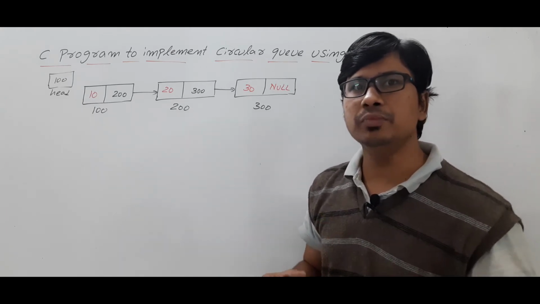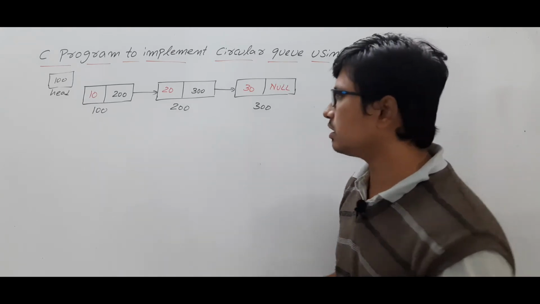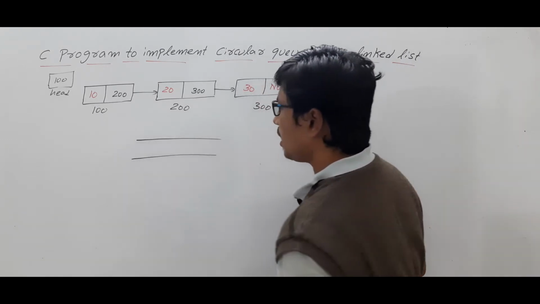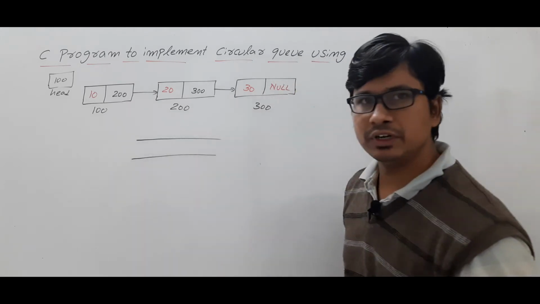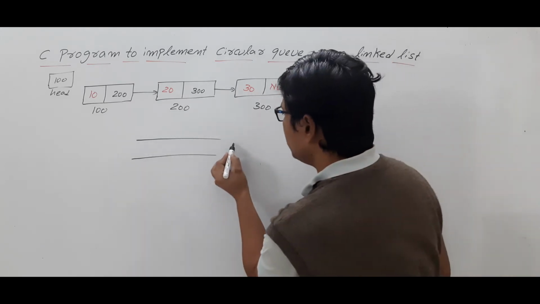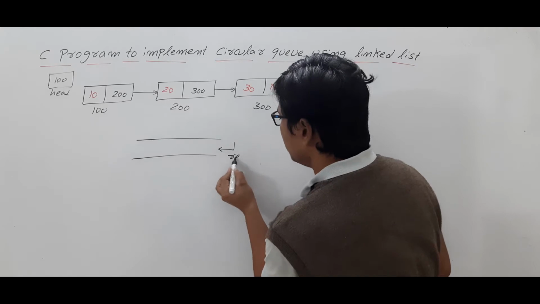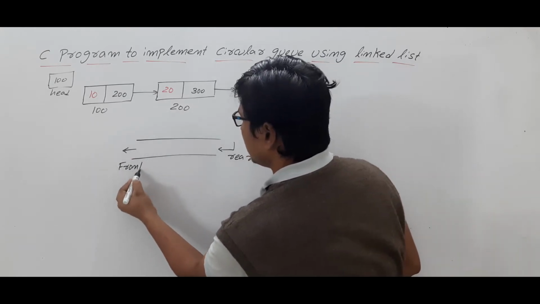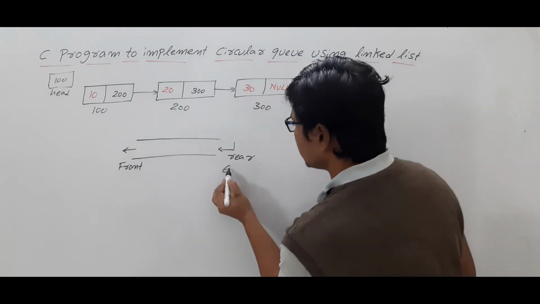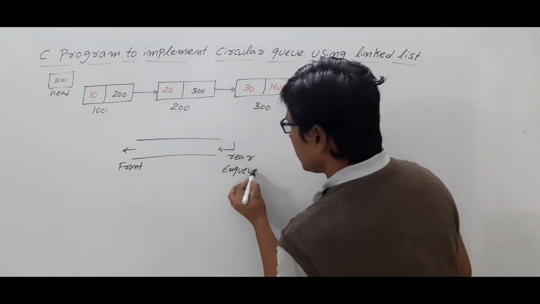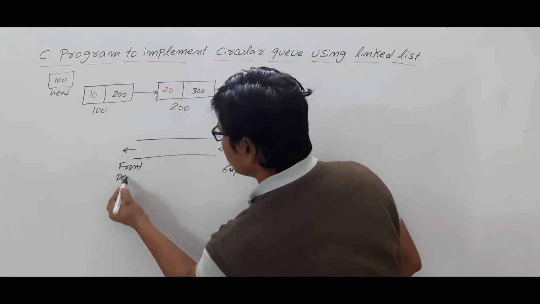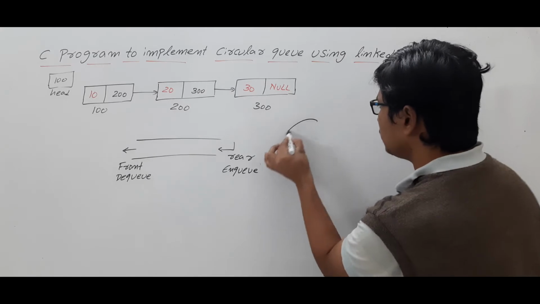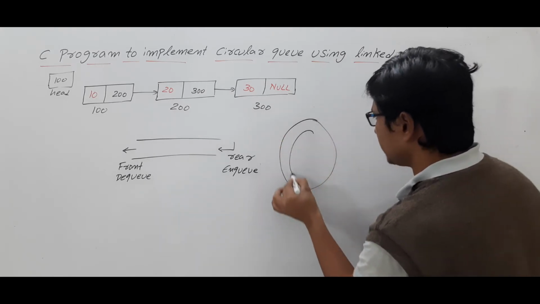Now we need to implement the circular queue. What is the circular queue? We perform two operations on a queue. What are they? We will perform the enqueue. We will have the rear and we will have the front. Enqueue operation will be done from the rear and dequeue operation we will perform from the front. Am I right? Now usually the circular queue is represented in a circular manner.